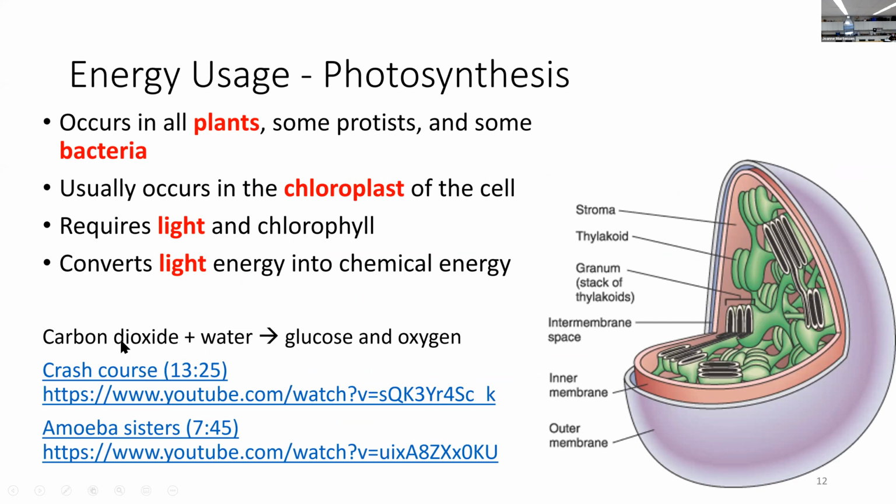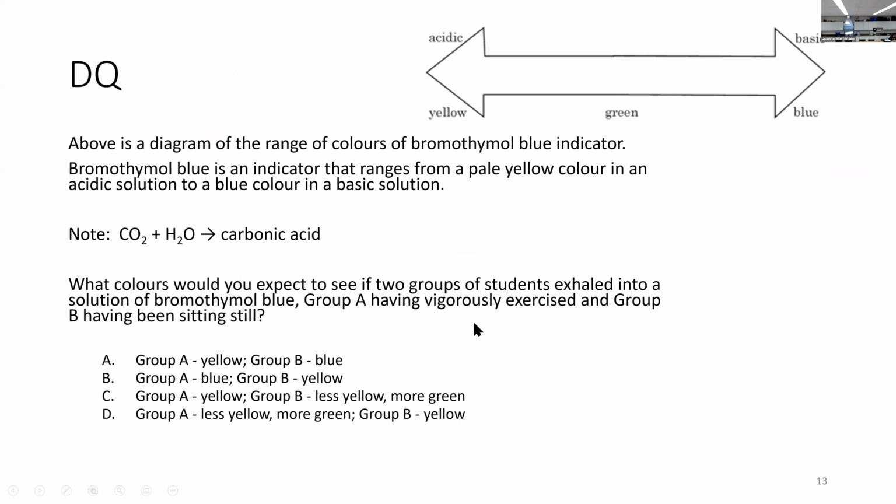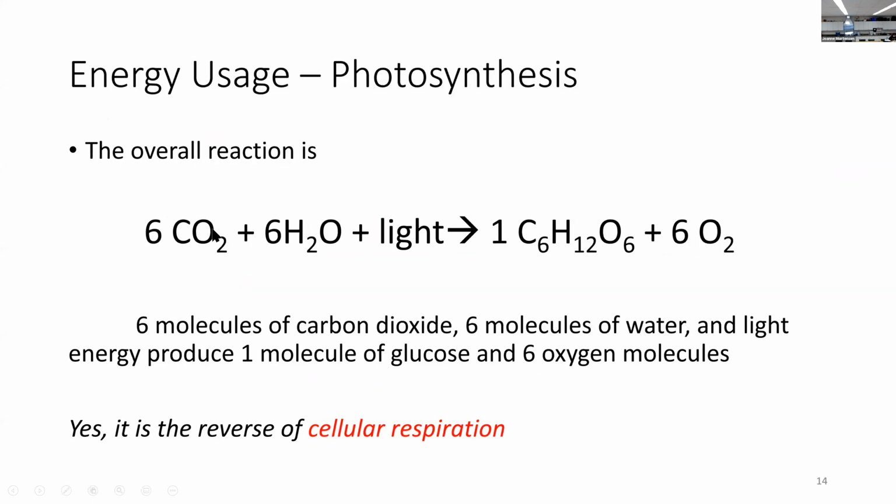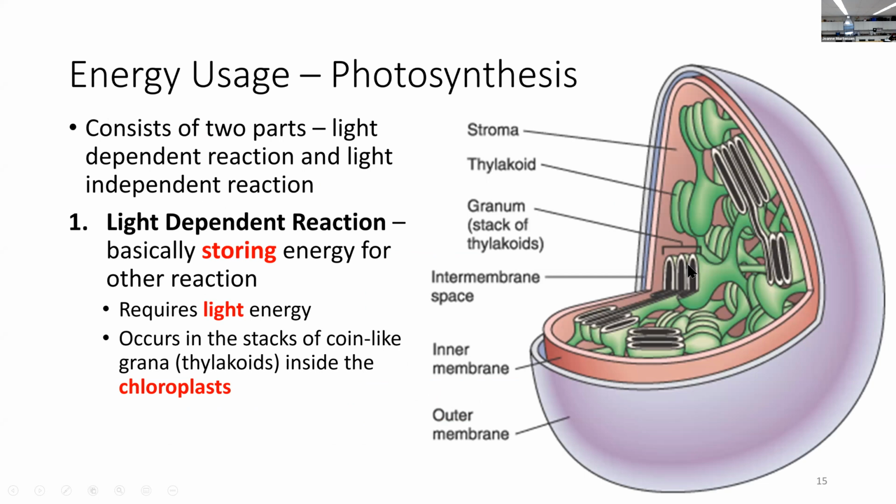And the simplest is carbon dioxide and water gives us glucose and oxygen. It is the reverse of cellular respiration. Okay, so here it is again. So it's still 6 CO2, 6 H2O plus light energy gives us glucose and oxygen. First step is light dependent reaction. And it's, okay, not surprisingly, requires light. And it's storing energy to use it later.